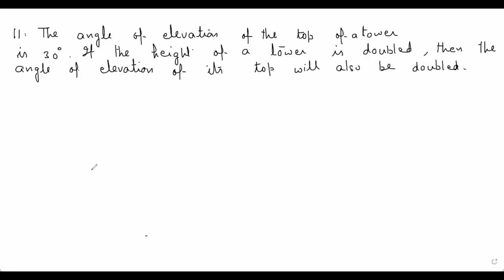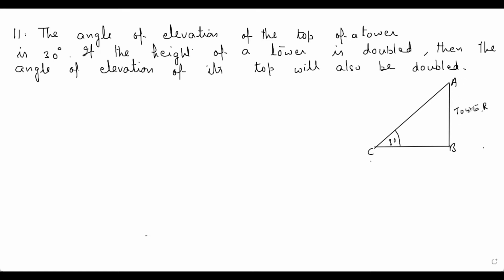Now the 11th question is, the angle of elevation of the top of a tower is 30 degrees. If the height of a tower is doubled, then the angle of elevation of its top will also be doubled. I am to find whether this is a true statement or a false statement. So I am going to make a figure here. Now this is the figure.